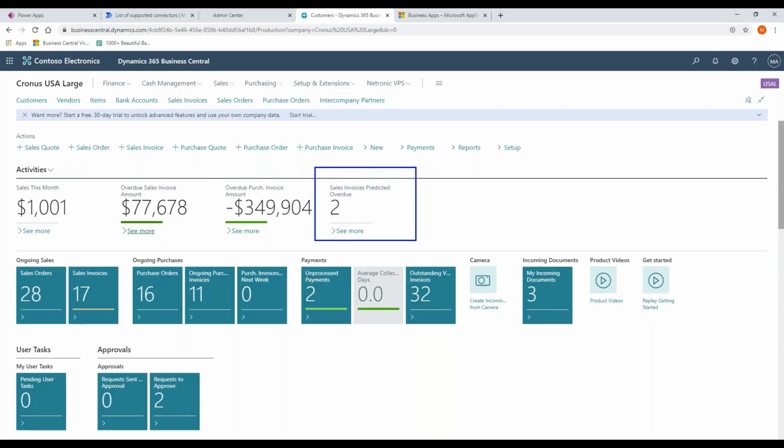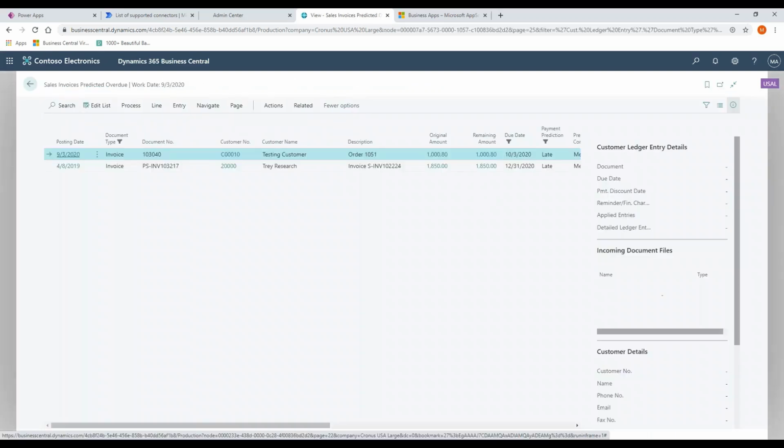Just want to point out this cue right here, which is sales invoices predicted to be overdue. So when we start talking about the larger stack of applications or the larger feature set from Microsoft, this is an example of artificial intelligence that has been integrated into Business Central. So Microsoft has been developing artificial intelligence technology for 10, 12 years. And it's at various levels within Azure.